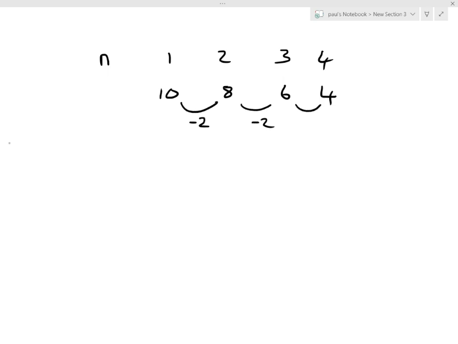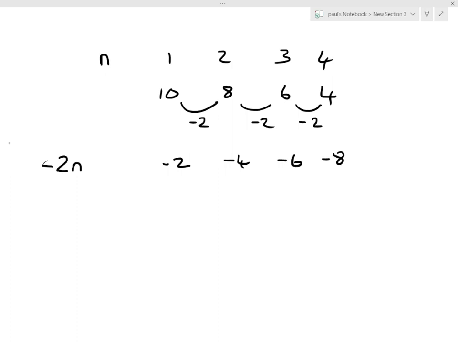We've got another one for us, something a bit more tricky. Okay, let's do the n numbers: 1, 2, 3, 4. The numbers in the sequence are 10, 8, 6, 4. The difference between these is minus 2 because we're going down. So this becomes minus 2n. Minus 2 times 1 is minus 2, minus 2 times 2 is minus 4, minus 6 and minus 8.